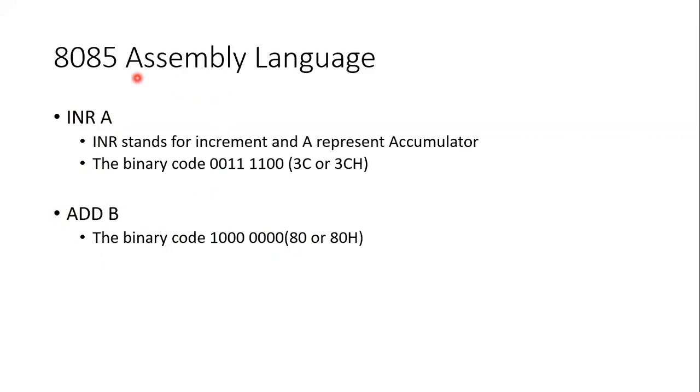That means if you use the assembly language in one machine, for example, the Intel machine, you cannot apply the same instruction set in another machine, for example, the Motorola 6800 or Zilog Z80. So each machine has its own instruction set. Instruction set means the set of instructions.